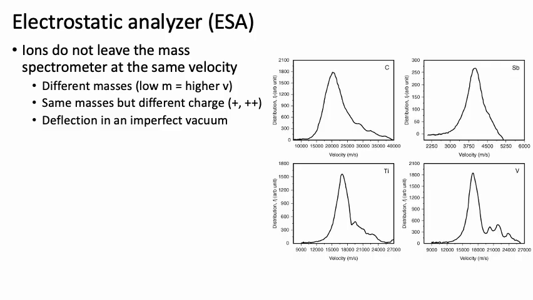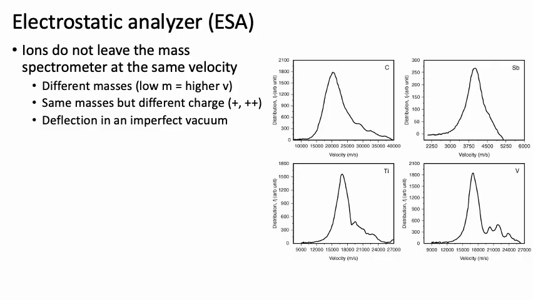Because if we go back to our equation, we have m over z times the velocity, right? So for different masses, we'll have different velocities. Lower m is a higher velocity. You'll realize this when you do your calculations for the homework. So if you have a material with different kinds of isotopes in it, different isotopes will have different velocities when they leave the source. The same mass, because it's the mass to charge ratio that accelerates them, but with a different charge will also have a different velocity.